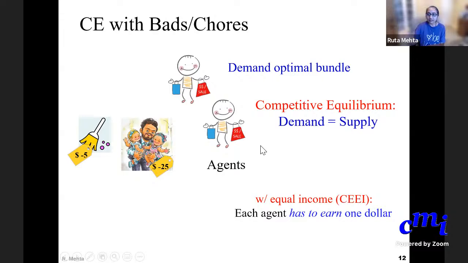So is the setting with chores clear, like how it separates from goods? There's only one particular point where it separates, and it's just that the payment reverses.